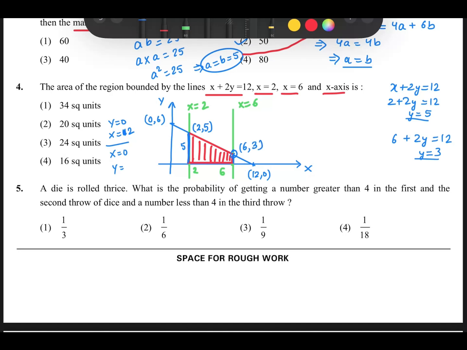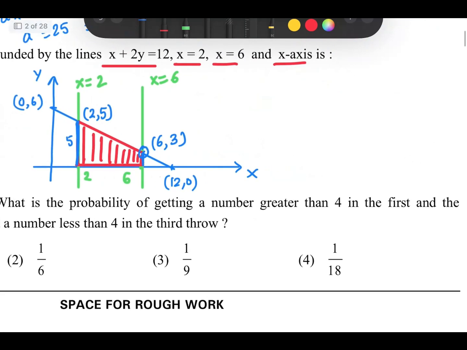Now why am I finding these values? Because this is just a trapezium. My shaded area here is just a trapezium. What is the area of a trapezium? The area of a trapezium is height divided by 2 into the sum of parallel sides, right? Okay, so what is the height of this trapezium? This one from 2 to 6, right? Which is 4 units.